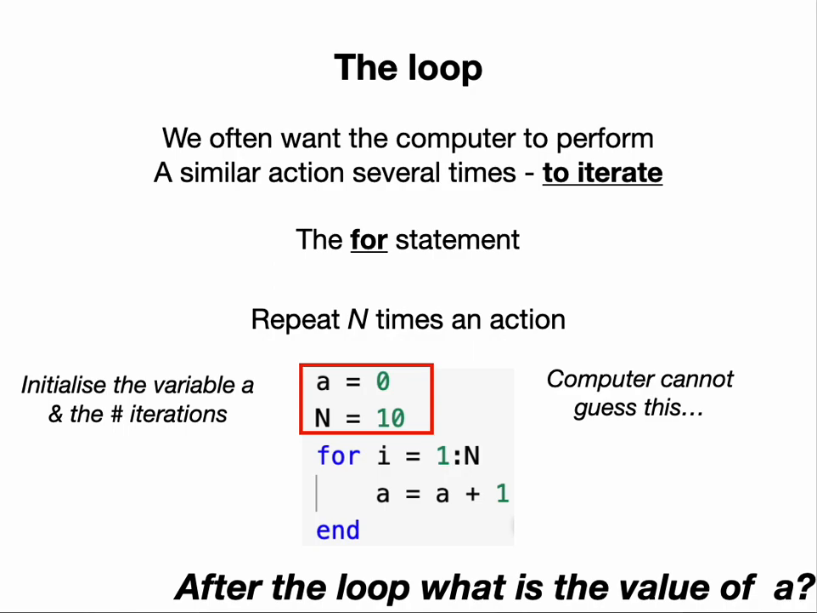And of course, you will get an error. What you need to do, if you want these things to run, you of course need to define what n is. And since this loop is modifying the value of a according to the preceding value of a, you also need to initialize a. So when you do these kinds of actions, the computer cannot guess what you have in mind, so you need to initialize a. So the question is, after the loop, what is the value of a? I let you compute this yourself.